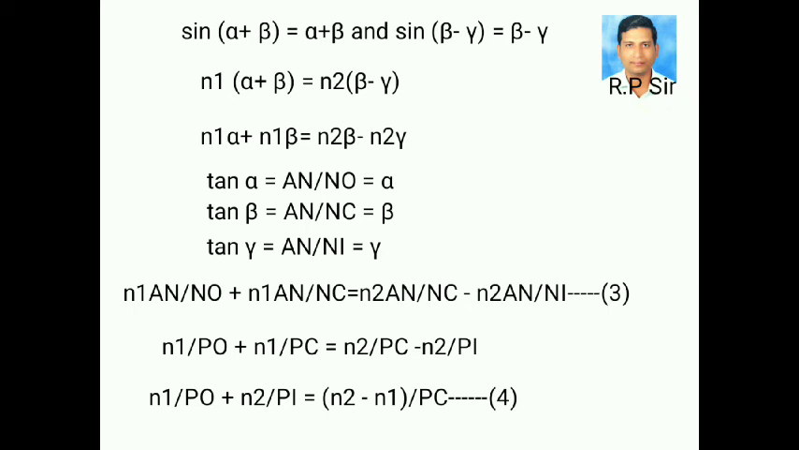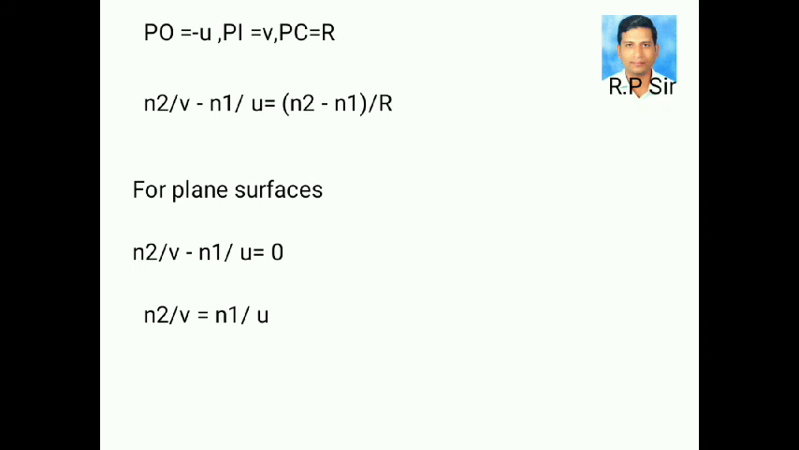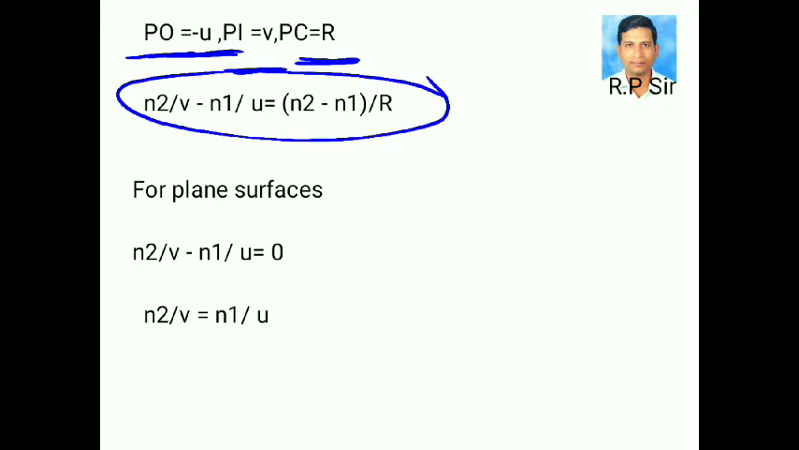Applying sign convention rules, PO, that is the object distance, equals minus u, and PI, that is the image distance, equals v, and PC, that is the radius of curvature, equals R. Substituting these values in equation 4, we get n2 by v minus n1 by u is equal to (n2 minus n1) by R. This is the curved surface formula.